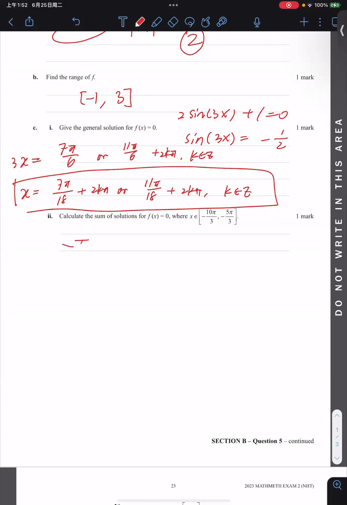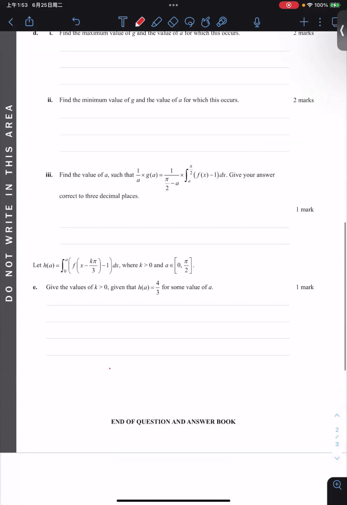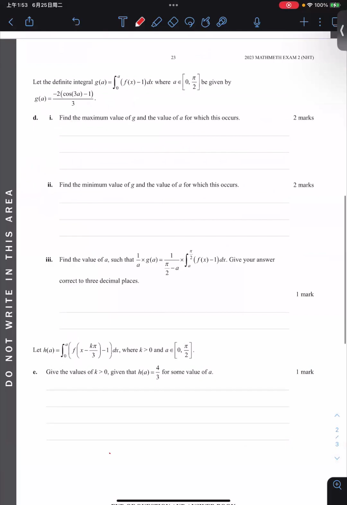But finally, the sum is going to be negative 10 pi. All right, negative 10 pi. Or you can use your solve function, give your function with respect to x, and then use the bar and give the domain. x is greater than or equal to negative 10 pi over 3 and less than or equal to negative 5 pi over 3. Then your calculator is going to help you find the answer within the interval. And next step, add them together and find the answer. Easy.